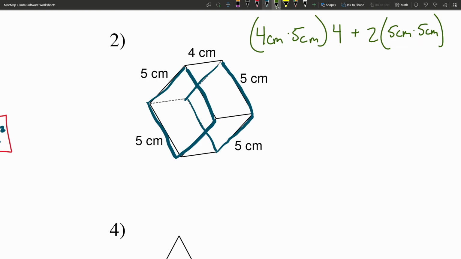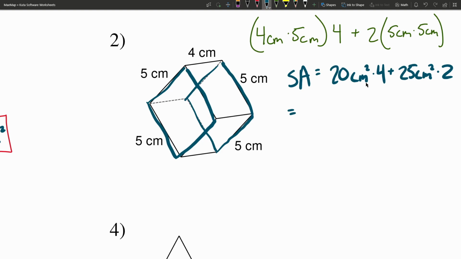Now it's just a matter of calculating this out. So our surface area, which I'll call SA, is going to be 4 centimeters times 5 centimeters, which is 20 centimeters squared. That gets multiplied by the 4 sides, plus 5 centimeters times 5 centimeters is 25 centimeters squared, and that gets multiplied by the 2 sides it's a part of.